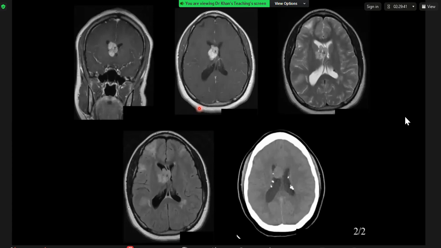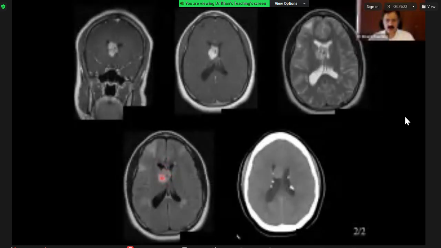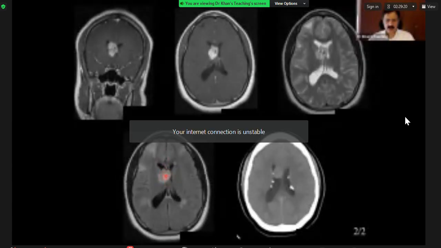There are subcortical tubers as well on the FLAIR sequence. So these findings are again quite suggestive of tuberous sclerosis, with subependymal nodule, subcortical tubers, and subependymal giant cell astrocytoma. The point is that this is again the same location. It's a large lesion, so it is projecting superiorly. It can project inferiorly also.